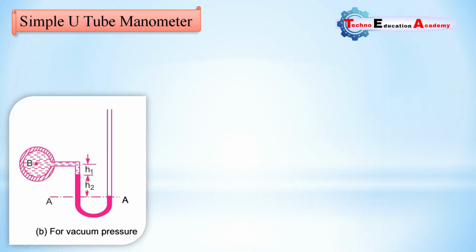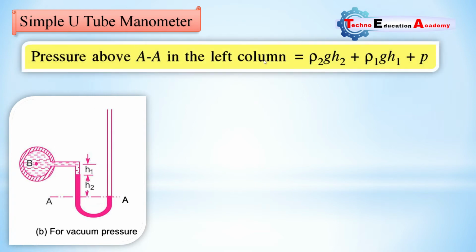Second case, here we are considering vacuum pressure. We know that what is vacuum? Vacuum means the pressure below atmospheric pressure. So here the pressure is negative or below atmospheric pressure, so it will suck the fluid. So here you can see that pressure above AA in the left column equal to rho 2 GH2, means the pressure due to the height of column of mercury or high dense fluid, plus rho 1 GH1, pressure due to the height column of light liquid, which height is H1. So rho 1 is the density for light fluid, G is the gravitational acceleration, and H1 is the height for light liquid column, plus pressure in the pipeline. Here we are considering P or PB. It is the pressure in the pipeline B.